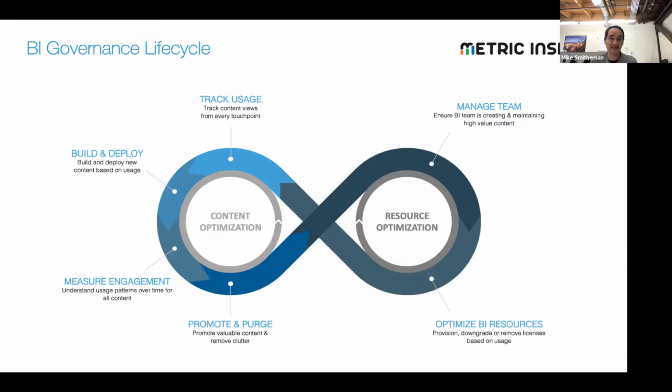And as you see in this diagram, this is almost like an infinity symbol because it's intended to say that this is an ongoing process. It's a never-ending journey. It's not a one and done type situation for BI governance. You need to start that journey, start the discipline, and then continuously progress on that, continuously iterate, continuously improve over time. So, go ahead, Mike.